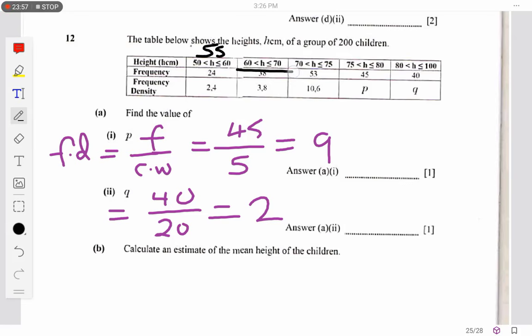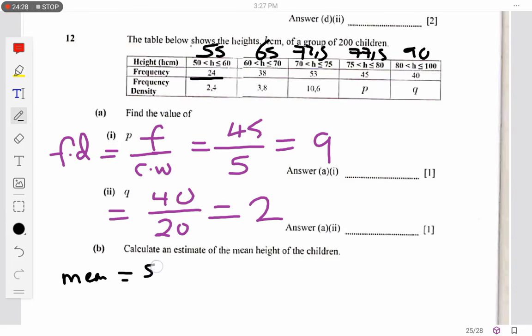I do the same for this class. 70 plus 60 divided by 2, I get 65 here. I do the same for this one. 75 plus 70 divided by 2, I'm getting 72.5. The other one, I'm getting 77.5. Then the last one, I'm getting a 90. Now to get the mean, our mean is going to be equal to the midpoint of the class times the frequency associated.